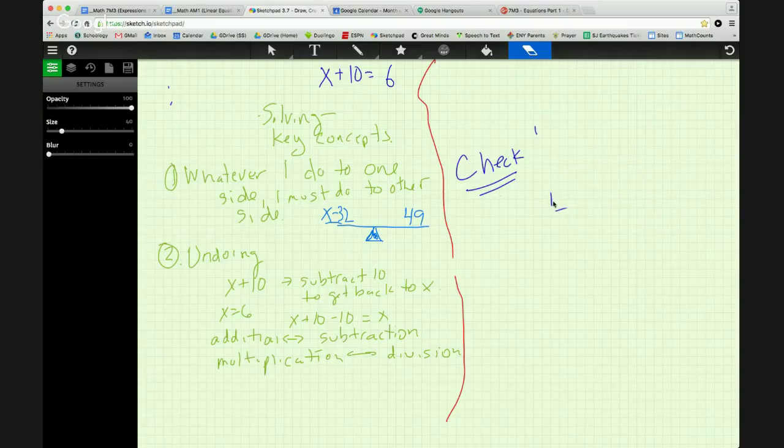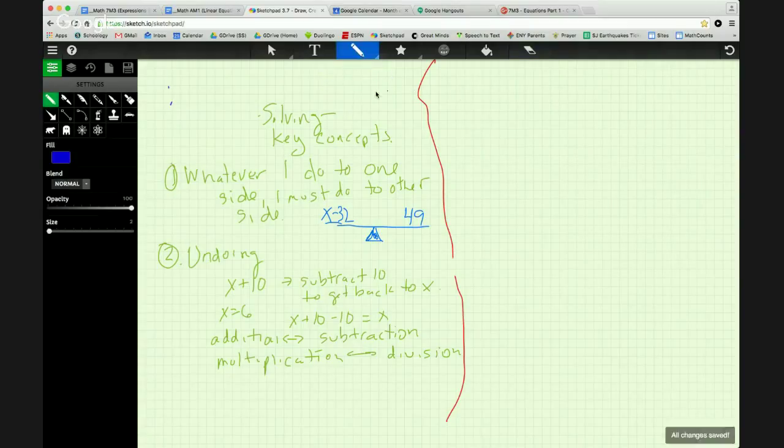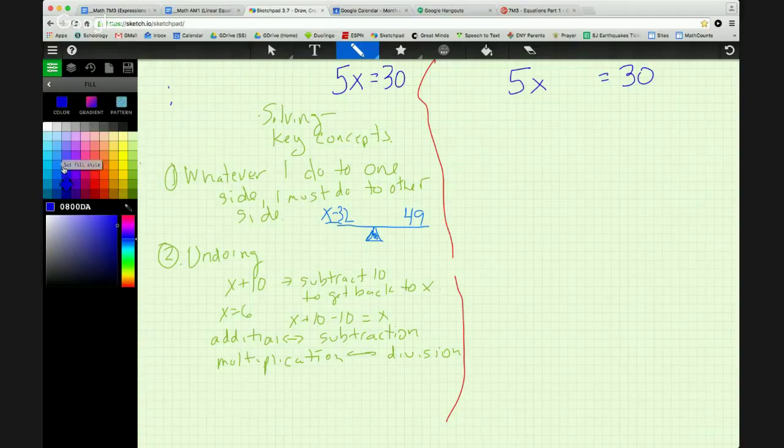And then we'll do a video. Another video. So let's do this one. 5x equals 30. Okay, so I have to ask the first question. What undoes multiplication? Division undoes multiplication. So we need to divide. Let's divide by 5.